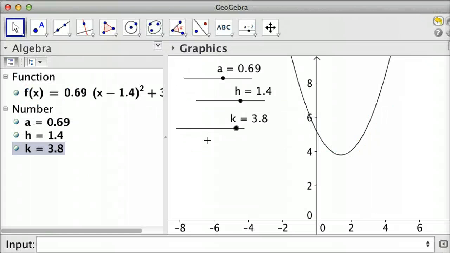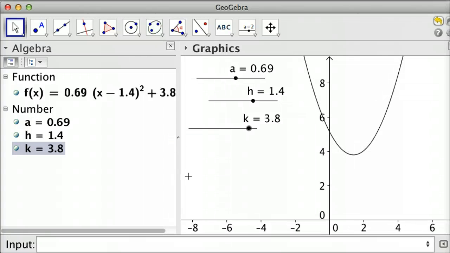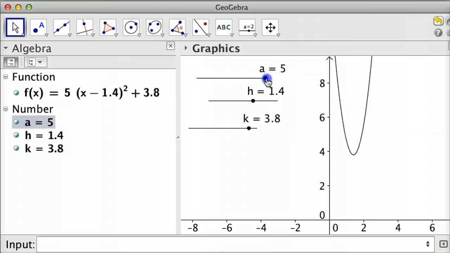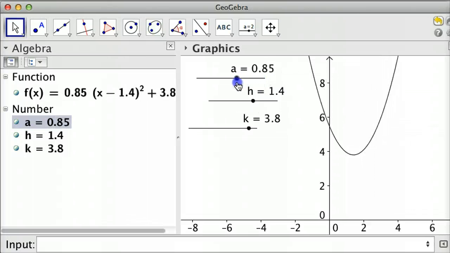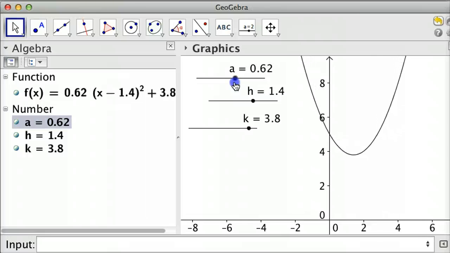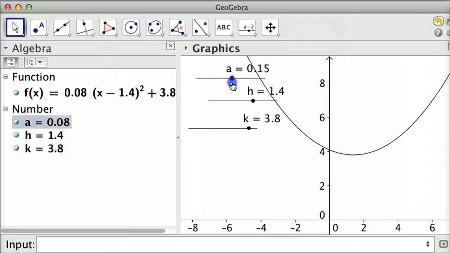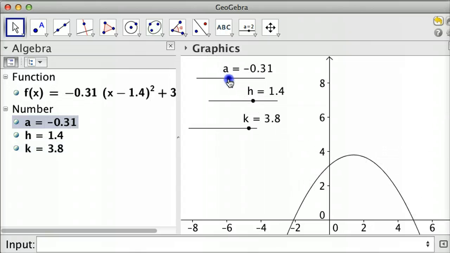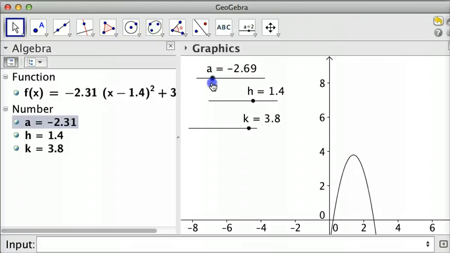Here's that equation with some numbers put in it. What's nice is this a value, this 0.69 I have here, I'll change it to 1. This tells you how wide or narrow the graph is. Notice as I go bigger and bigger, it becomes narrower and narrower. Everything else stays the same. And as the number gets really, really small, it gets wider and wider. There at 0.08, we have a pretty wide graph. And when it goes negative, it switches, so it's pointing down, or we call it opening down in mathematics.